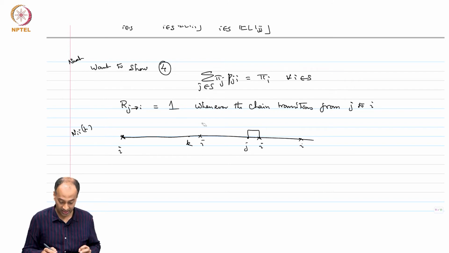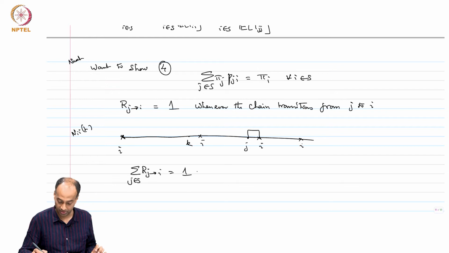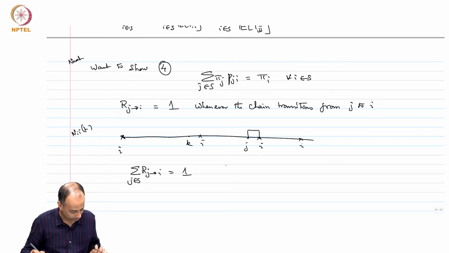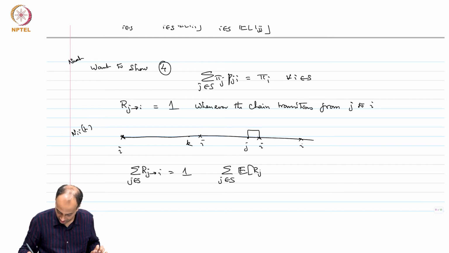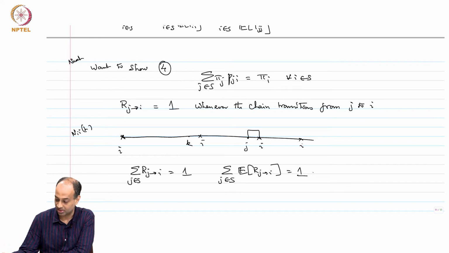Now, if you look at this again, sum over r j arrow i, sum over j belongs to S, this will be equal to 1, right, in each renewal interval. Why? Because before you hit i in each renewal interval, you have to transition from some j or the other, right. So, again I can argue that sum over j belongs to S of expected r j arrow i is equal to 1. Again I am pushing the expectation inside the sum, which is justified.